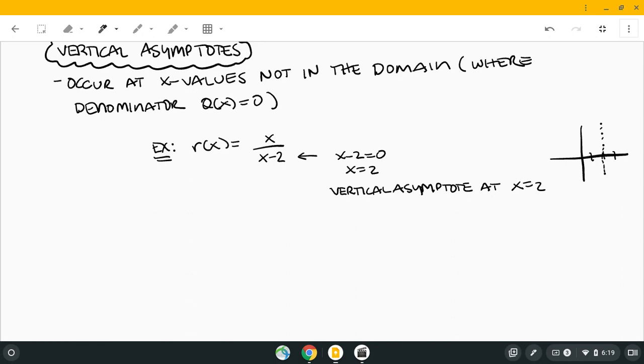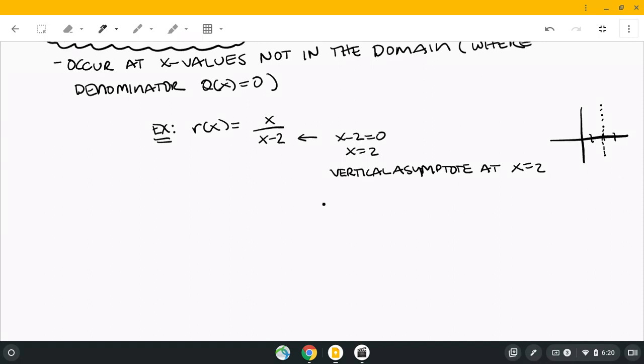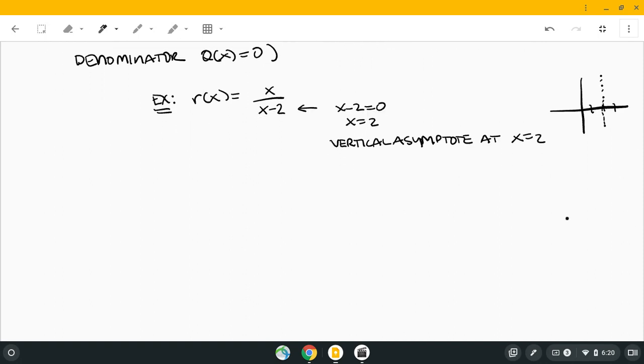And that's one of the differences between vertical and horizontal asymptotes. Vertical asymptotes, your graph will never, ever cross, because that's where your function is undefined. Right here, x equals 2, if you plug in 2, you're going to get 2 over 0, which is undefined. Where do you plot undefined? Nowhere, right? So with vertical asymptotes, your graph will never cross.